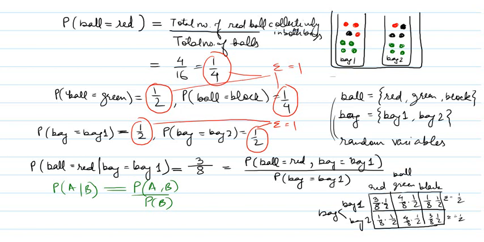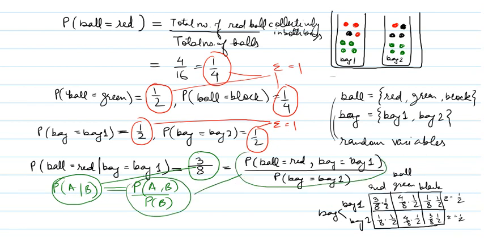So with the help of this formula, this is what I am directly calculating, right? And now I will be calculating this by relating it with this. So the probability of ball is equal to red and bag is equal to bag 1 is 3 by 16, and the probability of bag is equal to bag 1 is 1 half, so this is divided by half, and that is equal to 3 by 8, right?